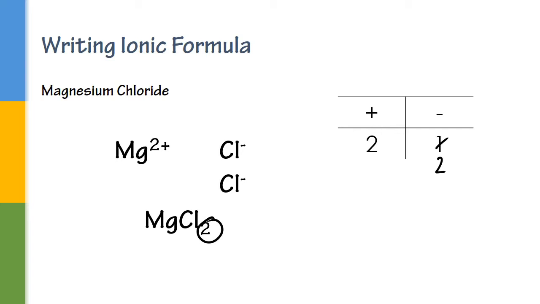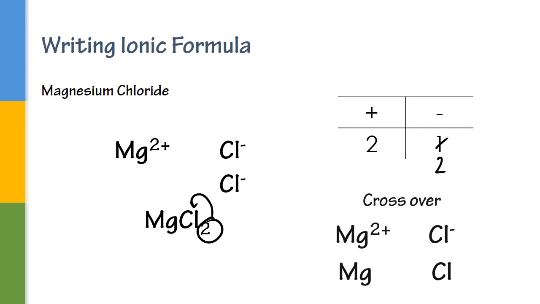Now this 2 here indicates that there are 2 chlorines, not 2 of the entire molecule, but 2 of the atom directly preceding it. Now, the other thing we can do to make life easier for ourselves is what's called the crossover. This is particularly handy when it comes to atoms that have different charges or different numbers of charges on each side. And this is foolproof. It will work every time, even when you think you don't need it.